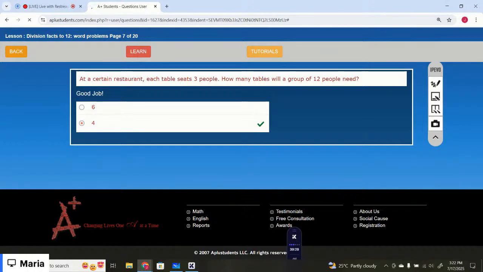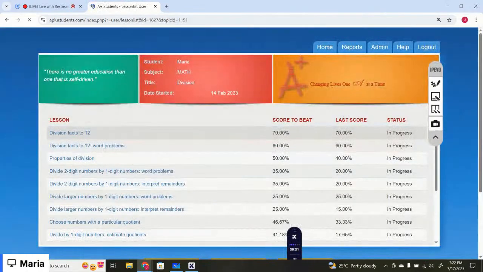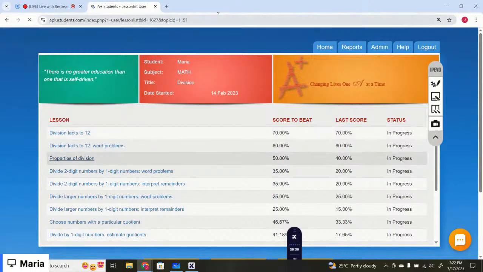Okay, you can complete the lesson by yourself later today. Let me just move on to the next lesson, that is properties of division.